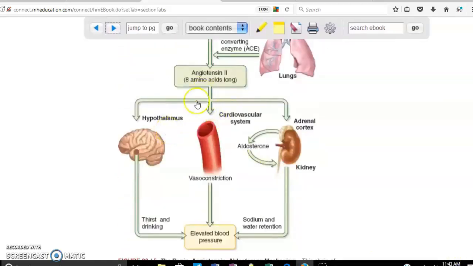Angiotensin 2 will work in your brain, in your blood vessels, and in your kidneys at the level of the adrenal cortex. In the adrenal cortex, you're going to produce aldosterone. Aldosterone will work in your kidneys, and it will retain sodium as well as water, and this will increase the blood pressure. It produces vasoconstriction, which increases blood pressure. In your brain it makes you feel thirsty, and that increases blood pressure. So renin is released by the granular cells when the blood pressure drops.